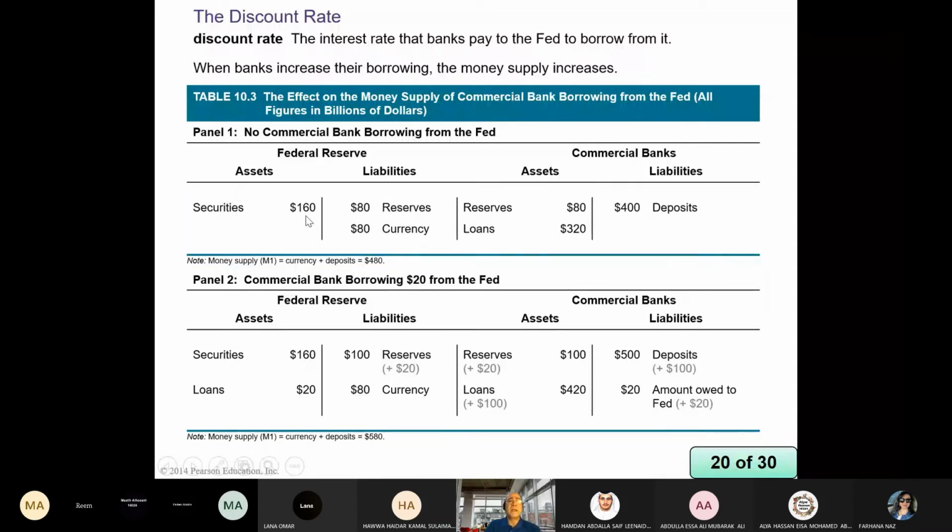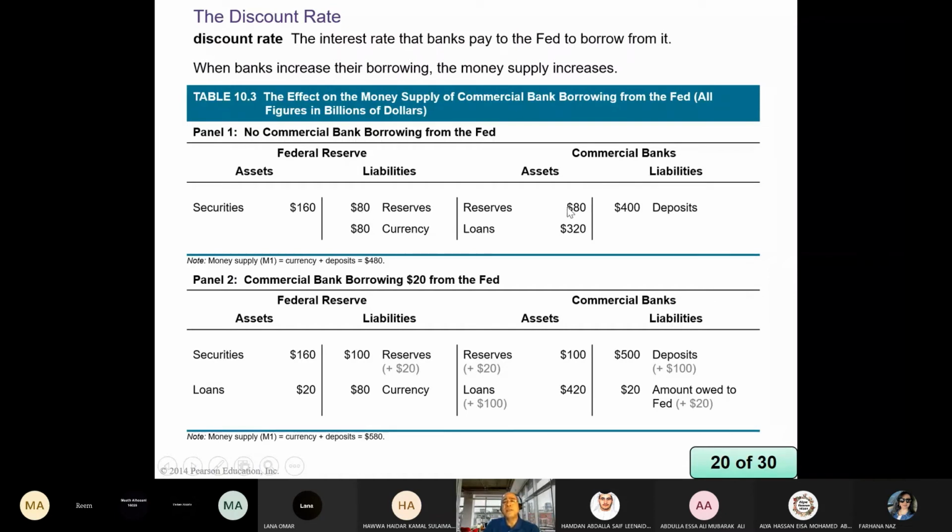The central bank owns national bonds of 160, reserves deposited by commercial banks worth 80, and currency in circulation 80. Let's go to the balance sheet of the whole private banking system. The banking system includes commercial banks.